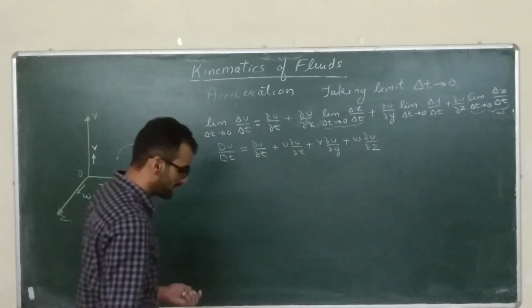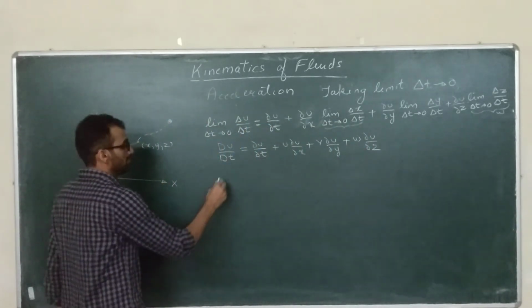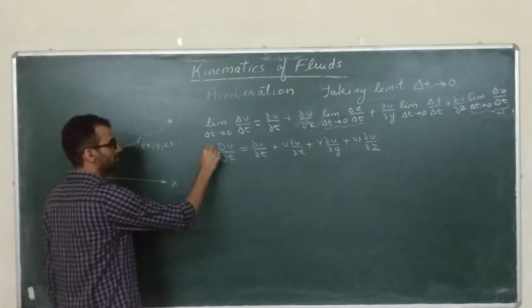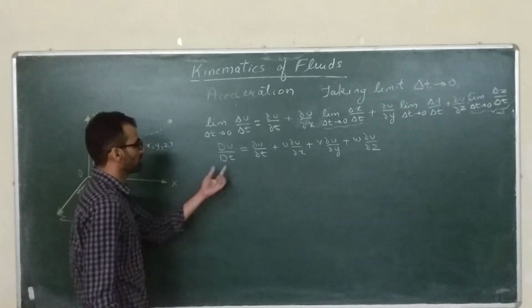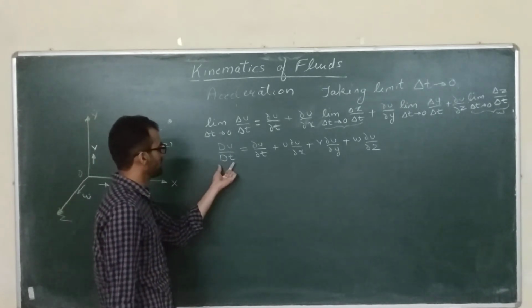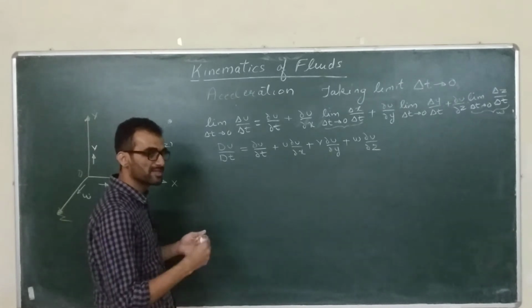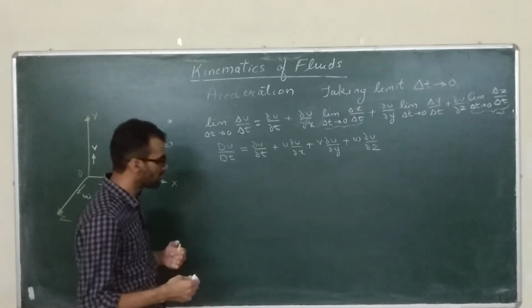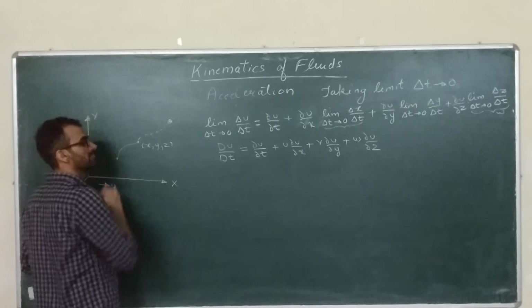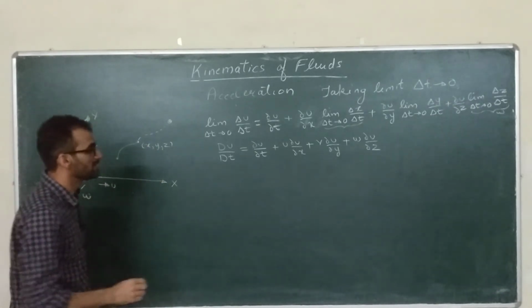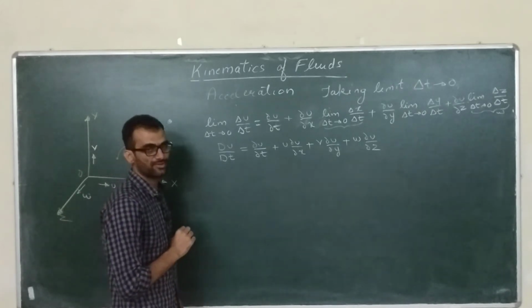So finally we are getting the expression for acceleration. This is nothing but the total acceleration. When should we use this expression? When our measurements are Lagrangian measurements. When we are taking measurements at a fixed point, and we want to find out the acceleration at this point, then this will be the expression for acceleration.